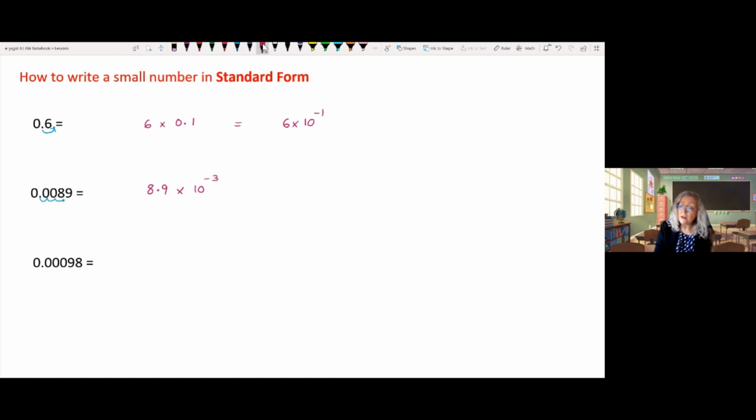For this last one, I need a number between 1 and 10. So it's going to be 9.8. It's always multiplied by 10. And this is a small number, so it's going to be to the power of minus something. To work out what it is, I say, well, okay, this decimal point, I want it to be between the 9 and the 8. So I'd have to move the numbers 1, 2, 3, 4 places in order to have 9.8. So this one is going to be 9.8 multiplied by 10 to the minus 4.